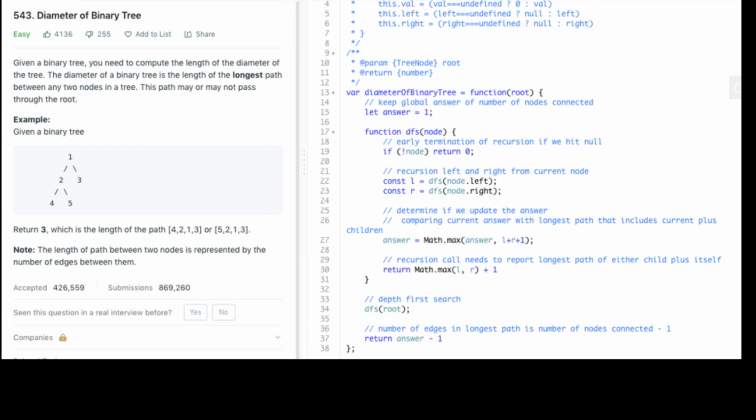This is a particular problem that uses a technique of our favorite, DFS, depth first search. For this problem, it asks you to find the length of the longest path between any two nodes in a tree. It also says this path may or may not pass through the root. So let's take a look really quickly at what we're dealing with here.